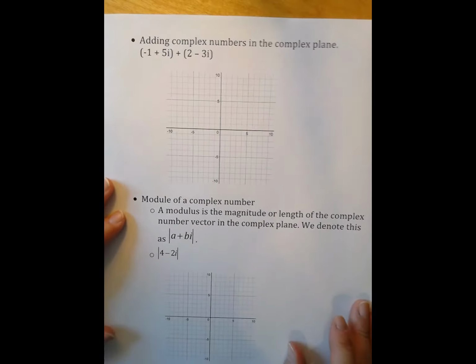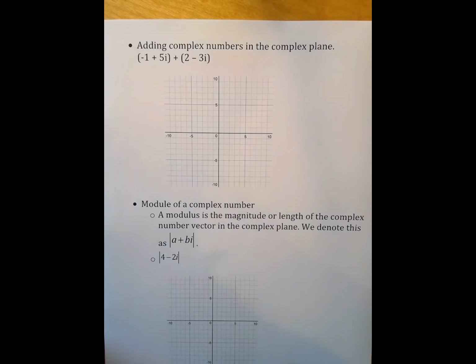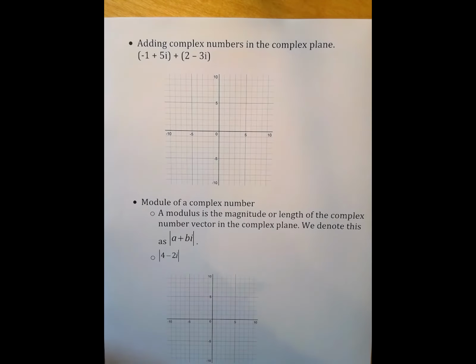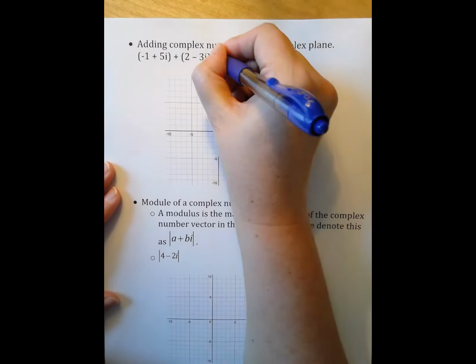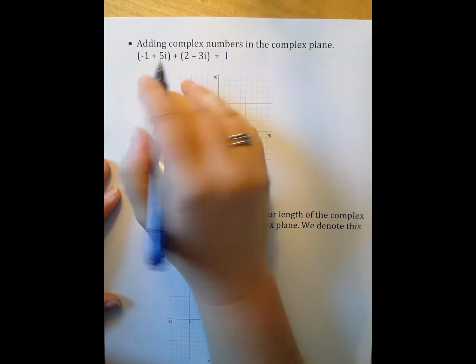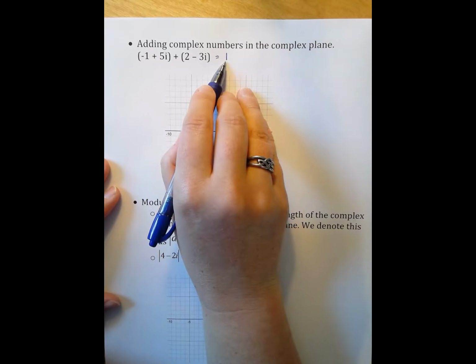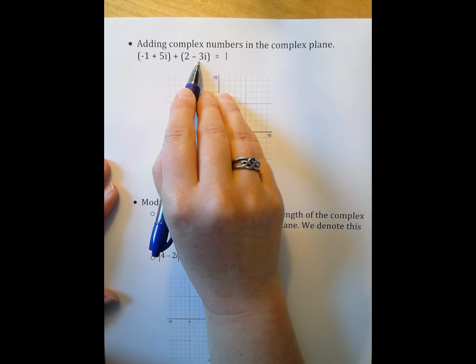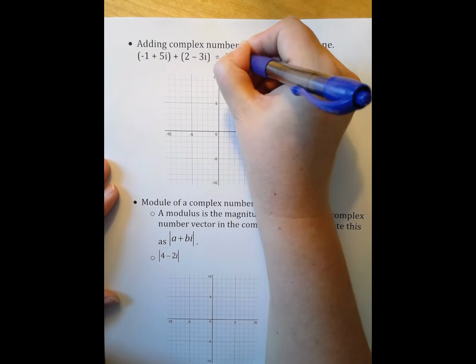The next part of my notes is going to be adding complex numbers in the complex plane. This is going to connect back to a topic you did in Math 1, dealing with vectors. So the first thing I'm going to do here is add this as if I don't have a complex plane. It'll make it a little easier. So I know that when I'm adding these, I'm combining the like terms essentially. So I have -1 plus 2 is +1, +5i plus -3i is +2i.